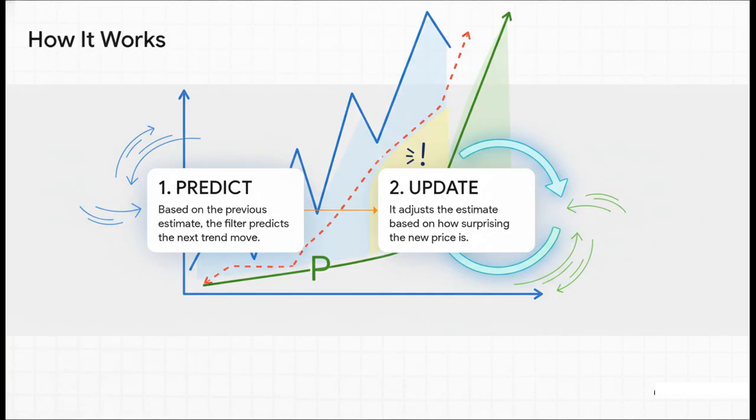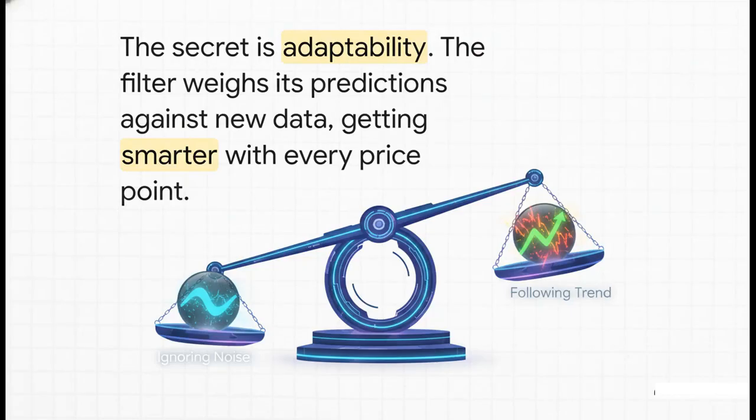So how does it pull this off? It uses this really clever two-step dance. First, it makes a prediction. It says, okay, based on everything I know, here's where I think the real trend should be right now. Then, the next price tick comes in, and it doesn't just update. It compares its prediction to reality, and it uses that difference, that surprise, to correct itself and get even smarter for the next prediction. And this, right here, is the absolute magic of it.